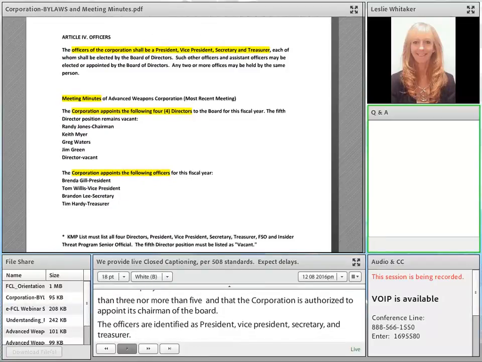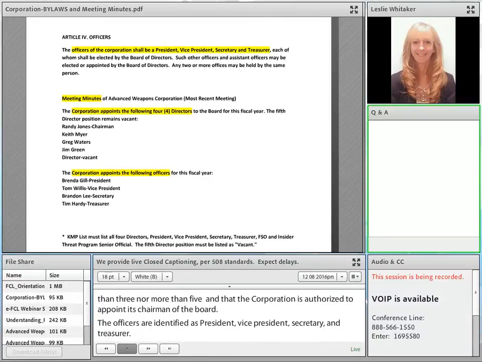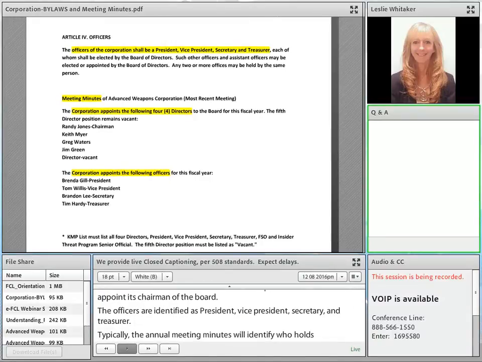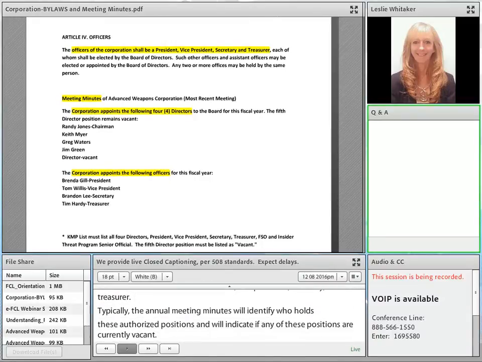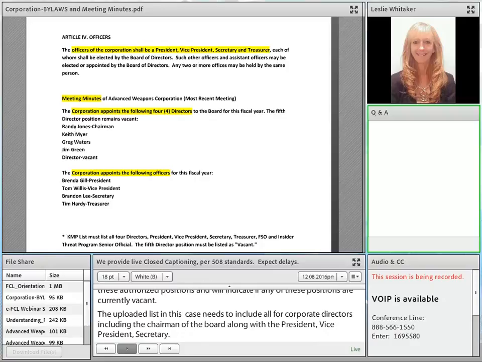The uploaded KMP list in this case would need to include all 4 corporate directors, including the chairman of the board, along with the President, Vice President, Secretary, Treasurer, FSO, and ITPSO. The 5th director position would be listed on your KMP list as vacant.